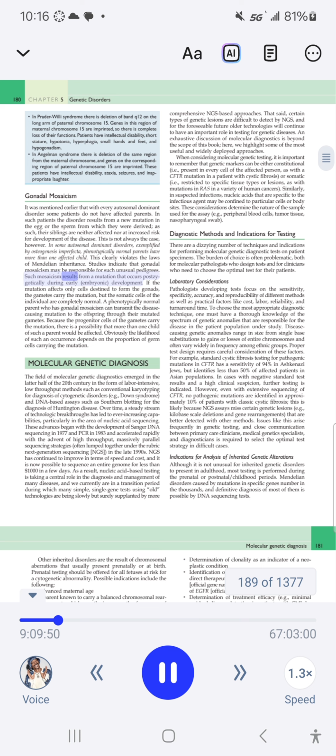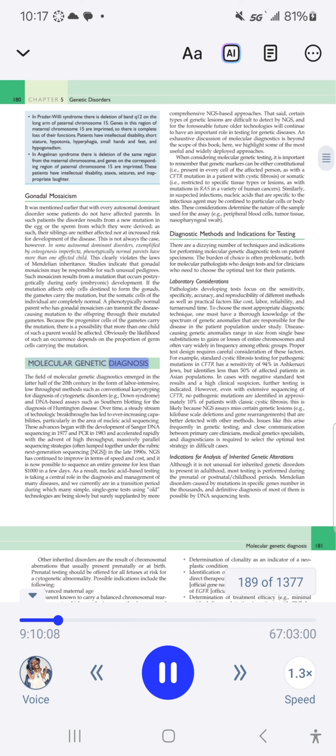Such mosaicism results from a mutation that occurs post-zygotically during early embryonic development. If the mutation affects only cells destined to form the gonads, the gametes carry the mutation, but the somatic cells of the individual are completely normal. A phenotypically normal parent who has gonadal mosaicism can transmit the disease-causing mutation to the offspring through their mutated gametes. Because the progenitor cells of the gametes carry the mutation, there is a possibility that more than one child of such a parent would be affected. Obviously, the likelihood of such an occurrence depends on the proportion of germ cells carrying the mutation.